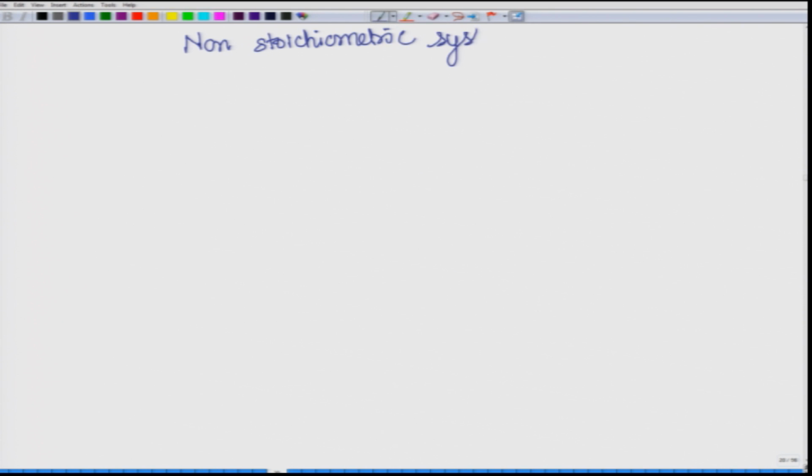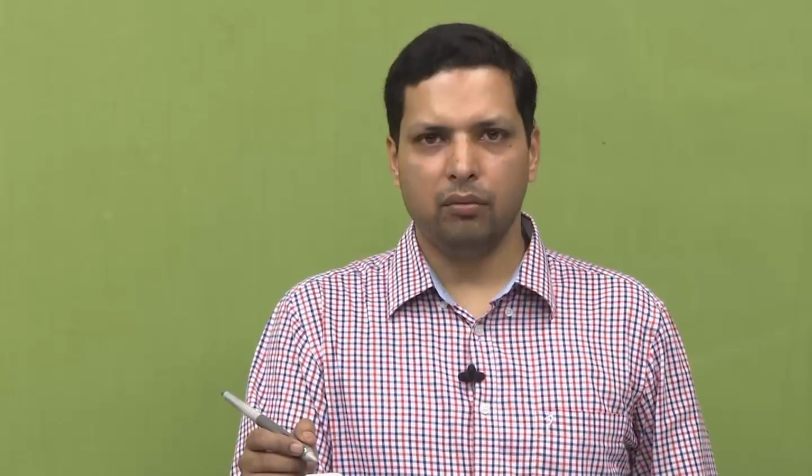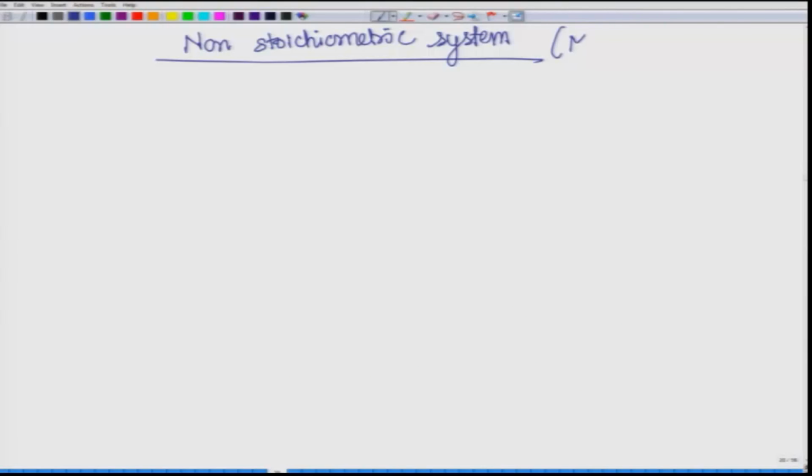Even if it is a non-stoichiometric system, remember that the number of sites present in the system would still maintain the stoichiometry. Okay, so a non-stoichiometry can occur because, let us say, in a system like MO2, a part of the oxygen escapes and goes into the atmosphere as oxygen gas. So it will become MO2 minus X.